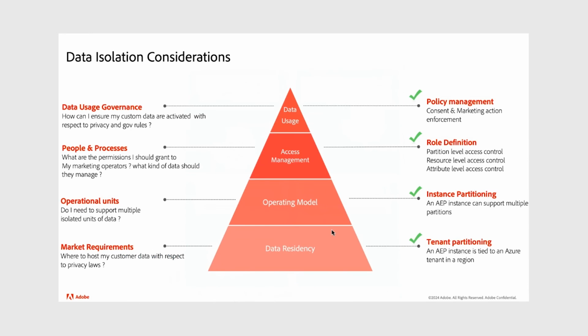Okay. And so if we close the loop with our 4 key considerations from the beginning, we have seen that we can answer the data residency question through the use of different tenants and by choosing the right region to host each of those platform instances. And within one instance, you can cater for different operating models through the use of multiple partitions, up to 75, remember. So it's important to know the level of flexibility it can provide to cater for all those different operating models.